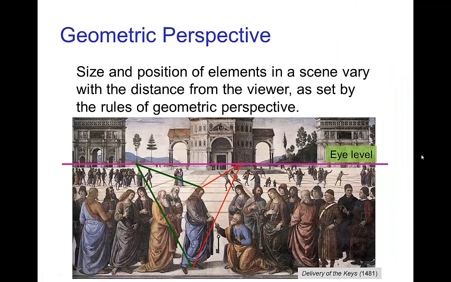Another strong visual cue for depth and distance is geometric perspective. So this was established during the Renaissance and is very prevalent in paintings of that time. So we see that the characters in the foreground are larger in the visual field than characters farther away, but the proportional size is all established by the rules of geometric perspective. So when we draw these perspective lines back to a vanishing point on the eye level or horizon, then we know that that is the correct sizing according to depth for the persons in the scene.